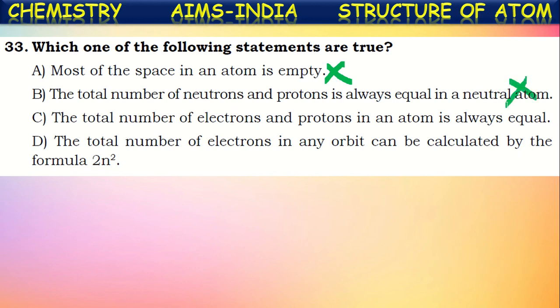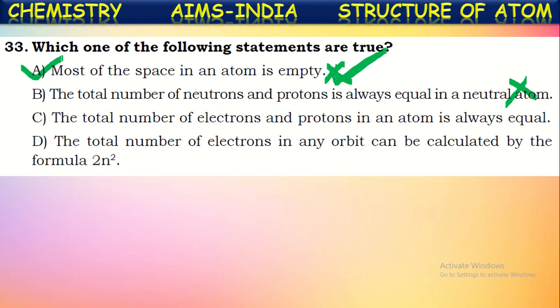Okay, it is correct only. So the first statement is correct. The second statement is incorrect. What is that? The total number of neutrons and protons is always equal in a neutral atom. No, we cannot say this.